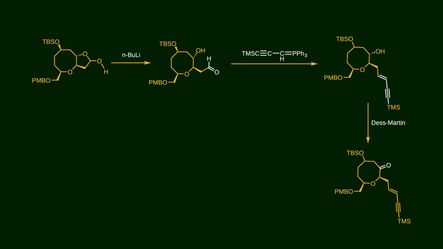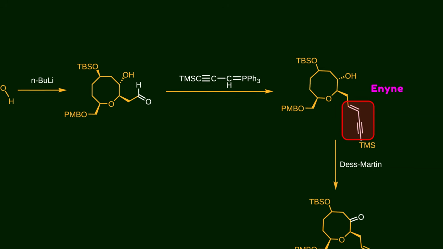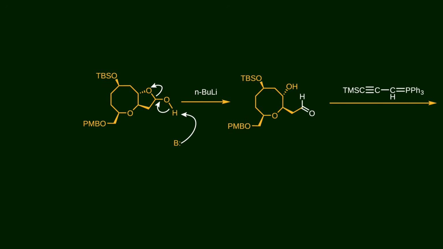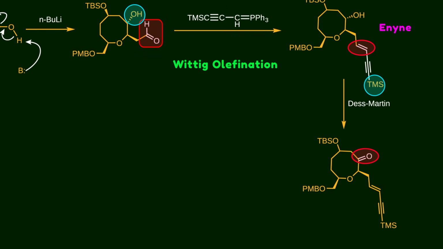In the next step, the alkyne moiety is installed on the molecule. To this end, butyl lithium abstracts the hydrogen of the hemiacetal, leading to the formation of the alcohol and the aldehyde. Next, the aldehyde is converted to alkene by Wittig olefination. Notice that the end of the alkyne is protected by TMS. After that, the alcohol is oxidized by Dess-Martin protocol.